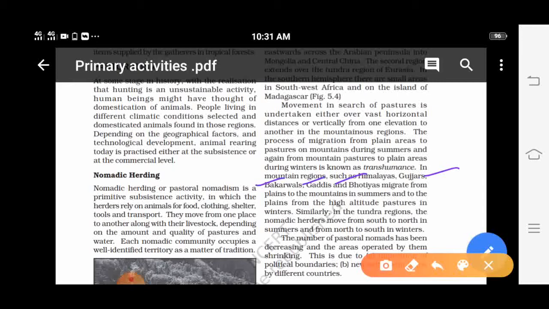However, in the tundra region, which has extremely cold climatic conditions, the nomadic herders move from south to north in summers, since it is extremely hot in the southern areas in summers, so they move to the north, and from north to south in the winter times. As you know, the north is very cold during the winter times, so they come down along with the animals to the south. So this activity is known as transhumance.